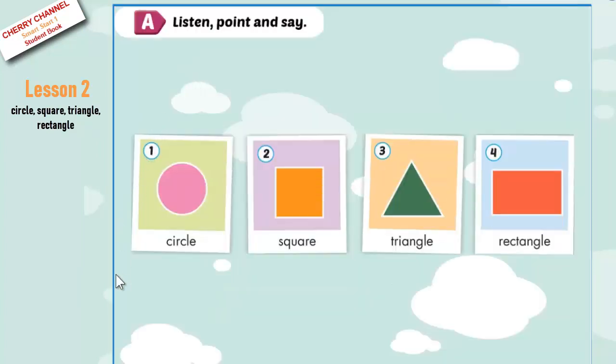A. Listen, point, and say. 1. Circle. 2. Square. 3. Triangle. 4. Rectangle. 4. Rectangle. 3. Triangle. 2. Square. 1. Circle.